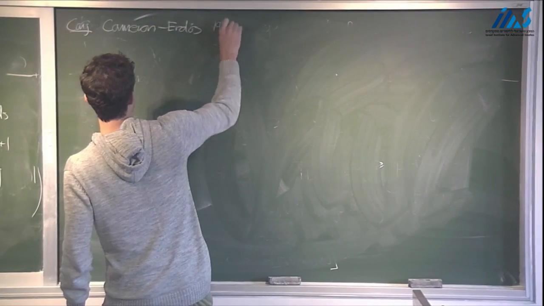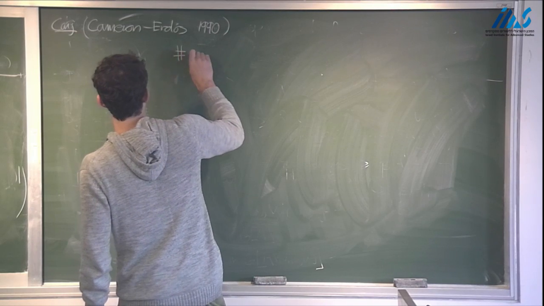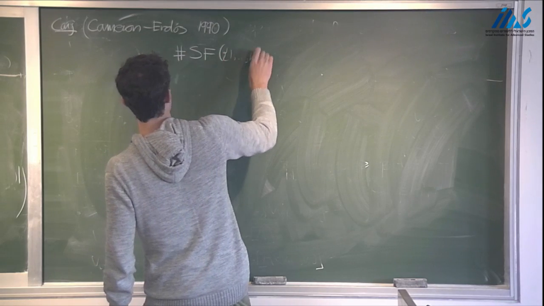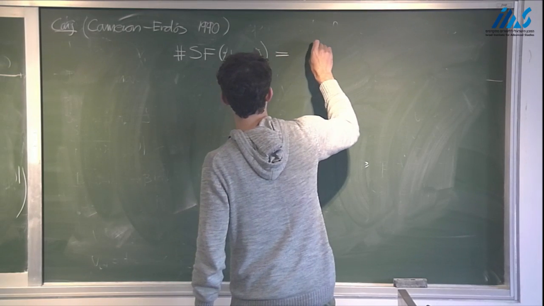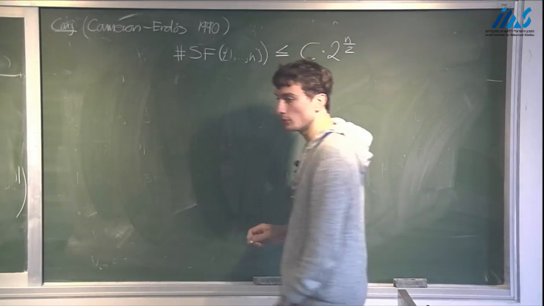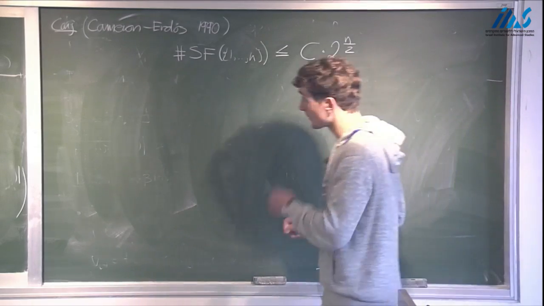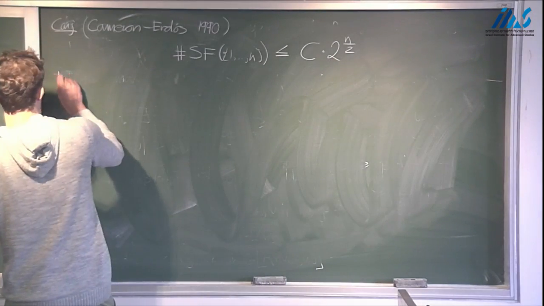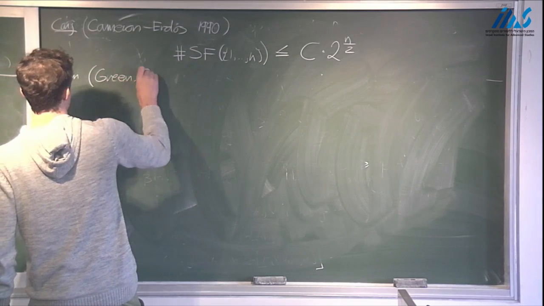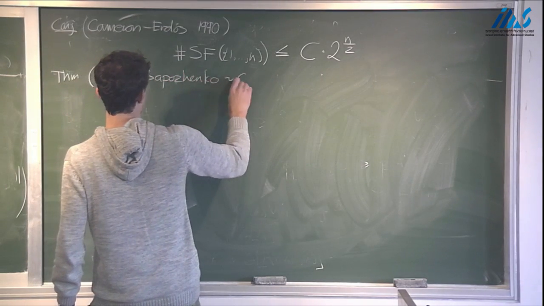And I think this is 1990, was that the number of sum free sets in 1 up to n is still at most a constant times 2 to n over 2. Now this conjecture was proved, so this is now a theorem proved by Ben Green and Sapozhenko. This is around maybe 2004.